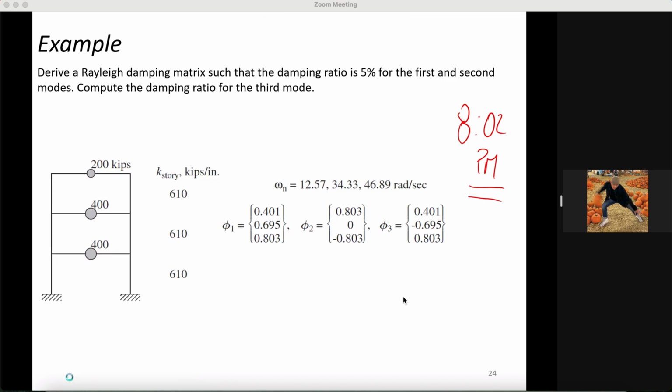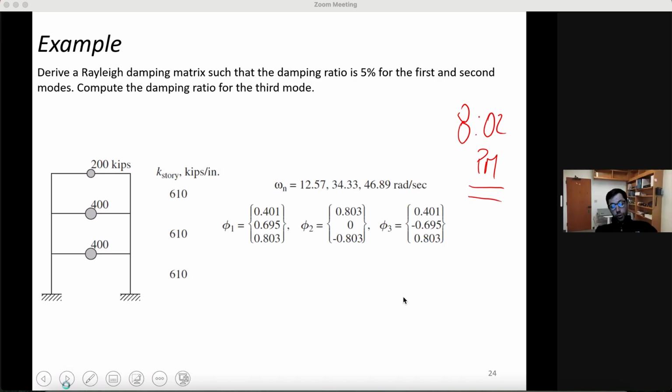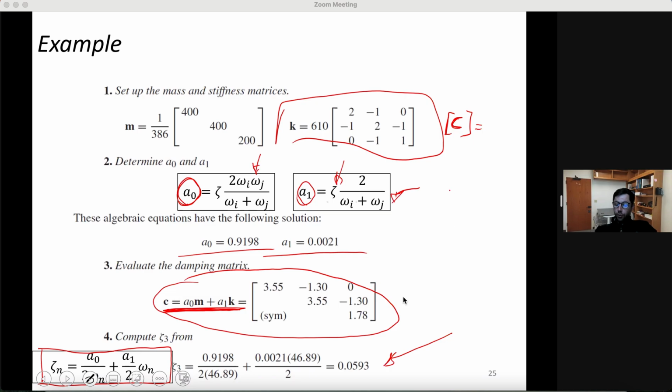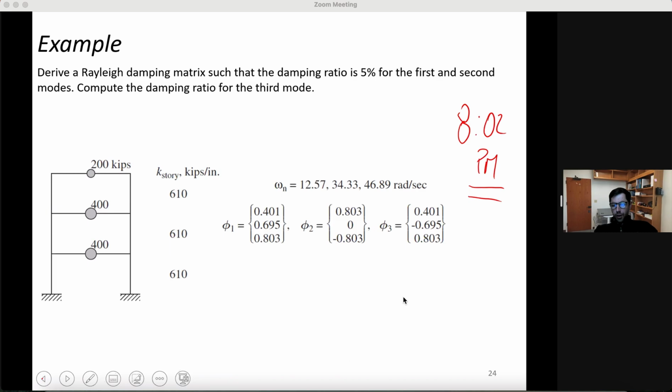Coefficient? Yes. Okay. So in this example, when using this formula, you need to define two values of frequency, omega i and omega j, for which you want to fix the value of equivalent viscous damping, which for this problem is set to be 5%. So the problem is telling you, find the Rayleigh damping matrix such that the damping ratio is 5% for the first and also for the second mode of vibration.